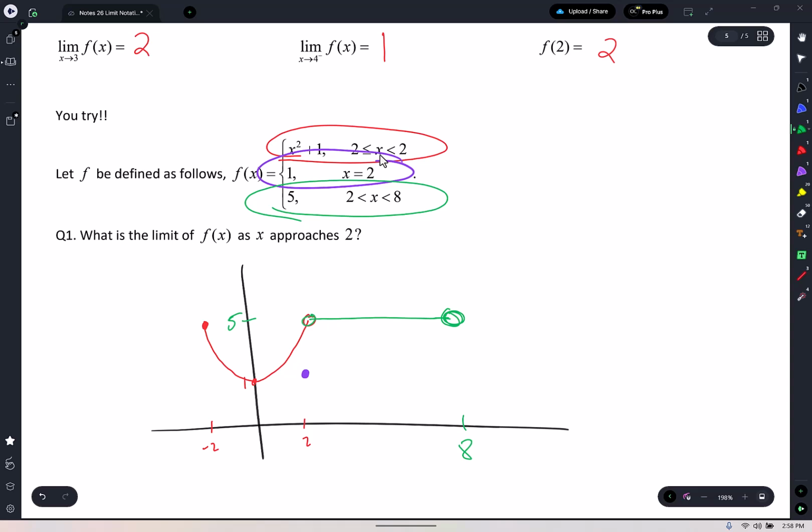Write it with limit notation, guys. So help me write it. How do I write it? There it is. Limit as x approaches 2 of the function f of x equals 5. Because if I approach from the left, it's 5. If I approach from the right, it is also 5.